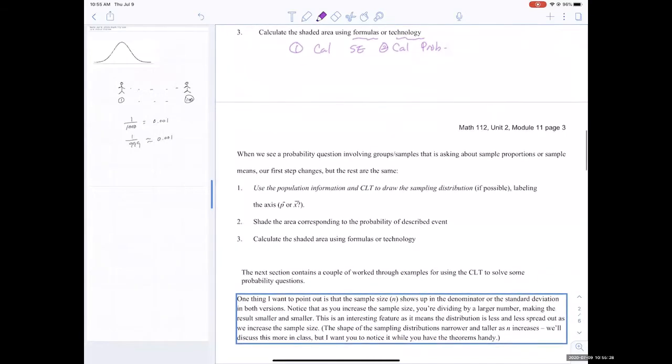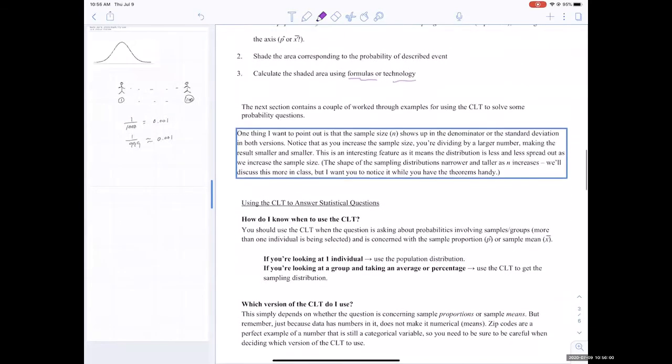Okay, so when we see a probability question involving a group sample that is asking about sample proportion or sample mean, our first step changes, but the rest are the same. So use the population information and central limit theorem to draw the sampling distribution if possible. Shade the area corresponding to the probability of the described event. Calculate the shaded area using the formula and technology. It's the same idea, okay?